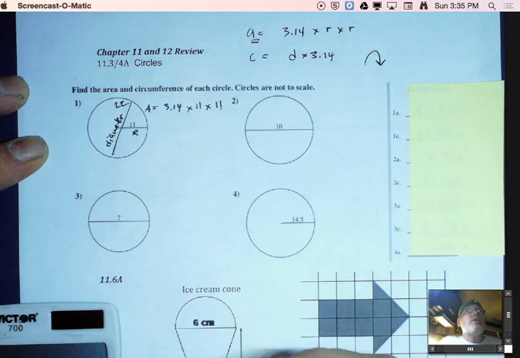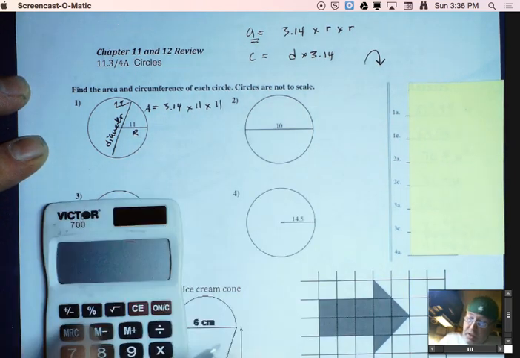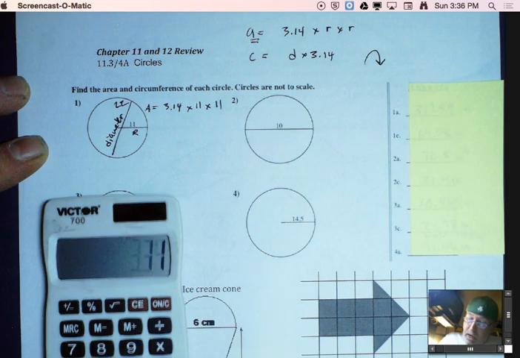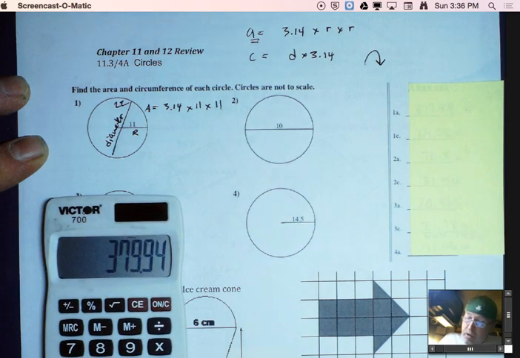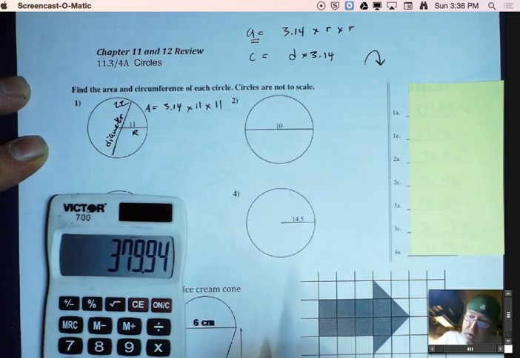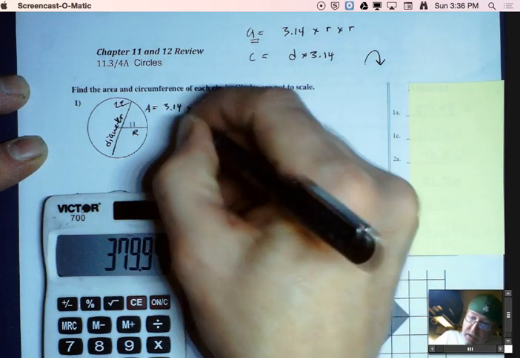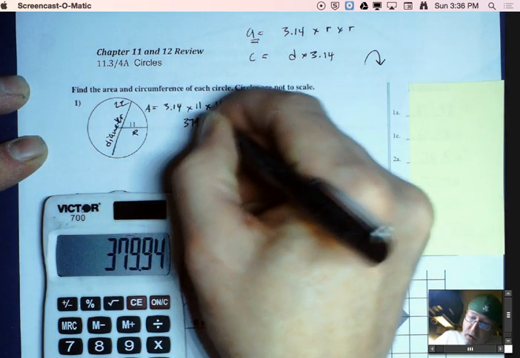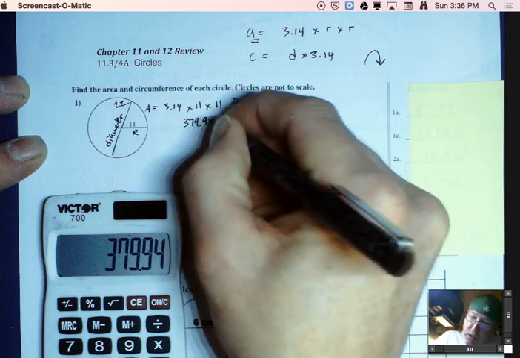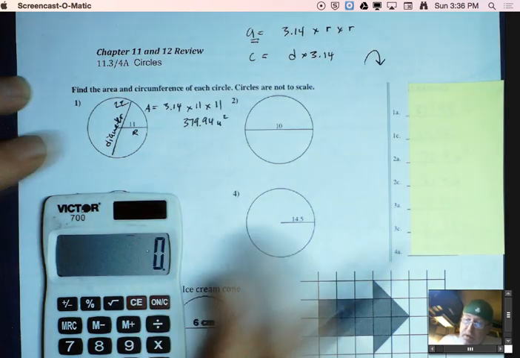All right, let me just check my screen. We look pretty good. So the area is 3.14 times 11 times 11. 3.14 times 11 times 11 equals 379.94. So area is 379.94, and that's going to be units squared. Okay, the next one, let's get the circumference of this one.